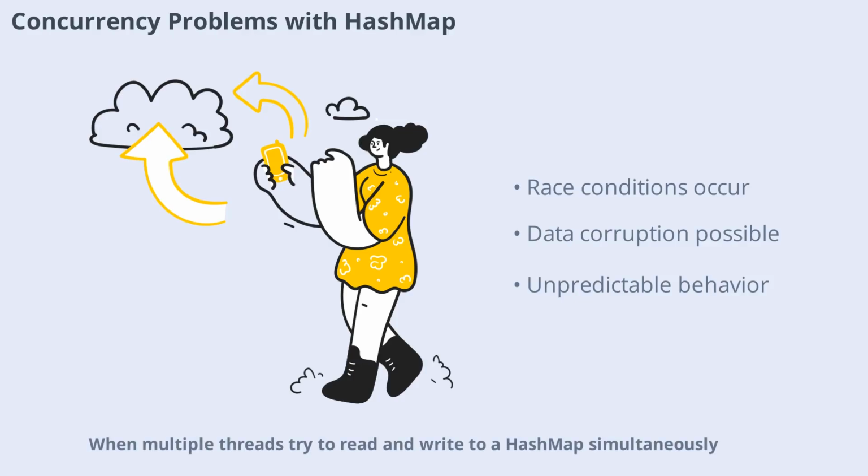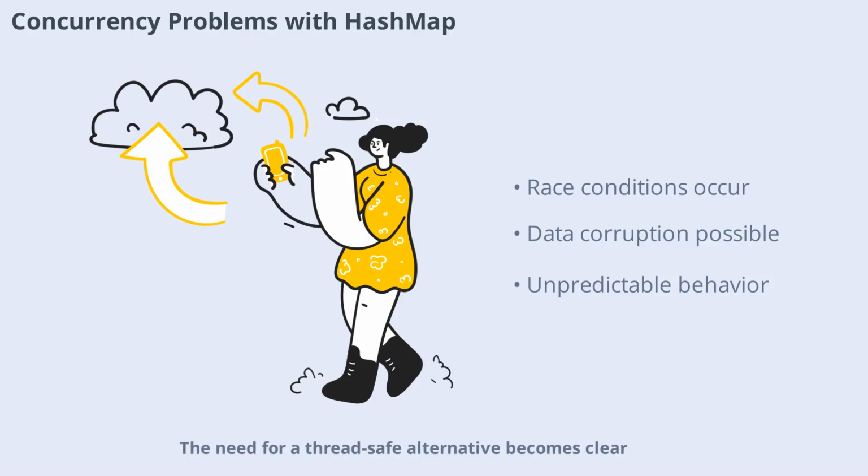When multiple threads try to read and write to HashMap simultaneously, the lack of synchronization leads to unpredictable results. You might see lost updates, corrupted data, or even infinite loops due to internal structure corruption. This is a major concern for backend engineers building scalable systems. The need for a thread-safe alternative becomes clear as applications grow and demand more parallel processing power.